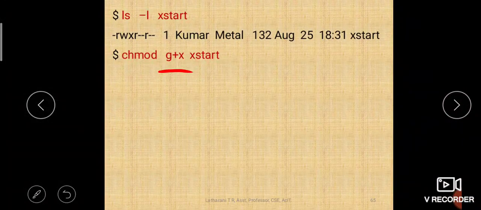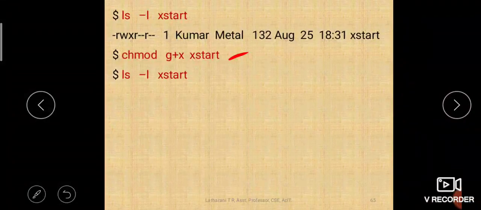Check here, these are the reference permissions we have taken. Do we have execution permission for group there? No, right? Only read permission is there for the group. Now we are trying to add execution permission for the group. Let us see what happens if you give ls -l xstart. This is executed successfully, no errors. You will get an error when you don't have access to that file, if that file doesn't exist, or if you don't have permission to change the permission of the file. Now it has displayed no error.